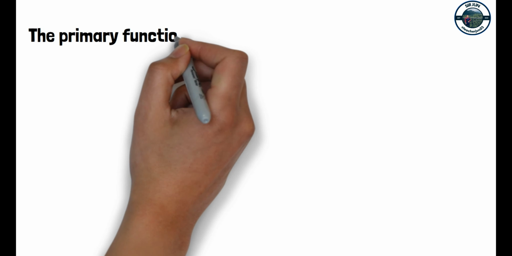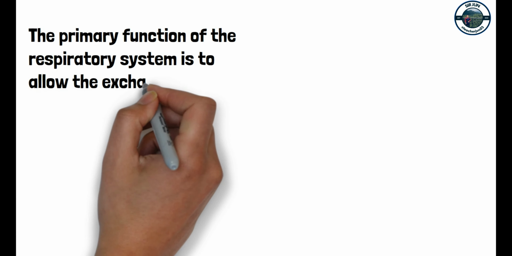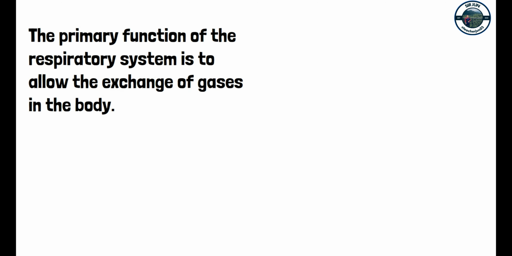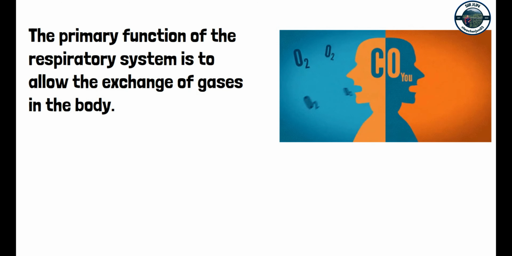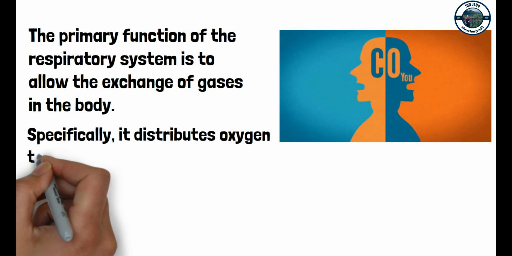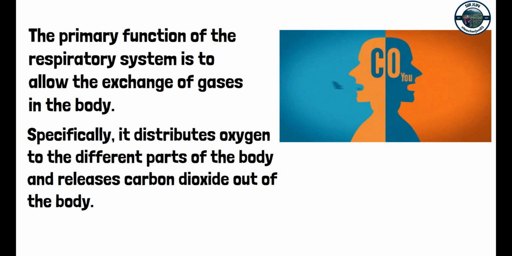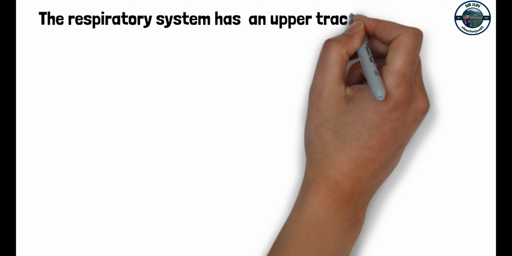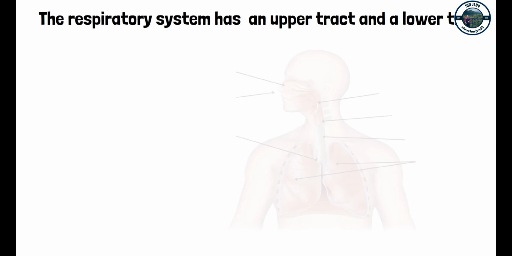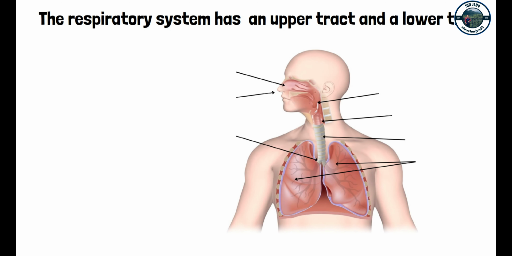The primary function of the respiratory system is to allow the exchange of gases in the body. Specifically, it distributes oxygen to the different parts of the body and releases carbon dioxide out of the body. The respiratory system has an upper tract and a lower tract. Look at the illustration below.